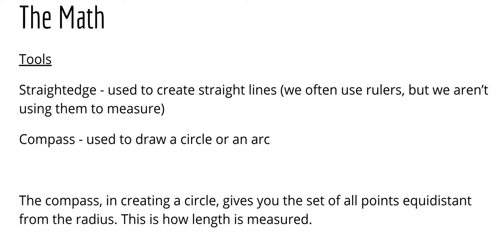So, the tools that students are using are a straight edge and a compass. Even if you're using dynamic geometry software, the tools we're using are essentially the same. We've just digitized them. We're going to use a straight edge to create straight lines. We're not going to use it to do the measuring of a ruler. And then we're going to use a compass that's used to draw a circle or an arc. A compass is really what's important here when we're distinguishing length. Length is not measured using a ruler. Length is measured using the setting of a compass to create a circle with a given radius. And we're going to talk a lot more about that in just a moment.